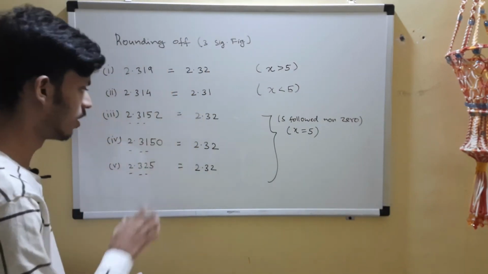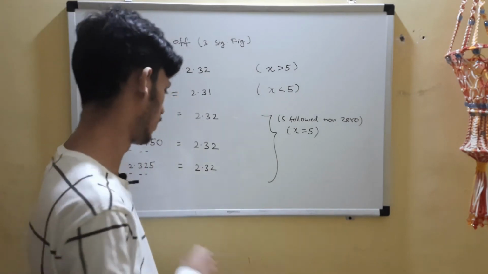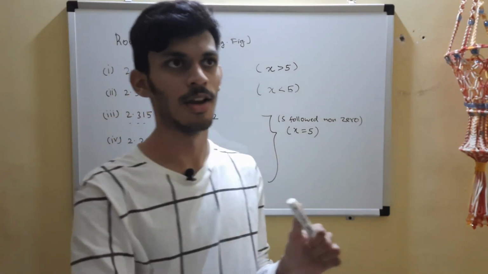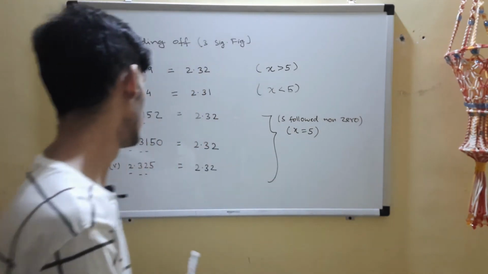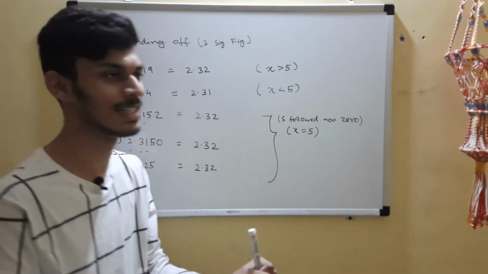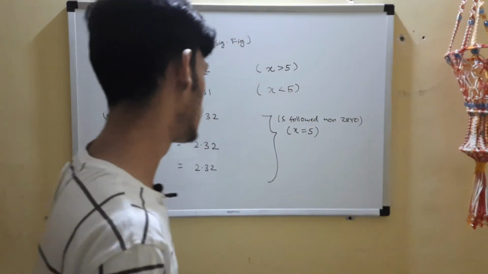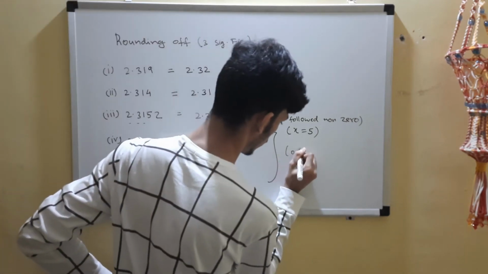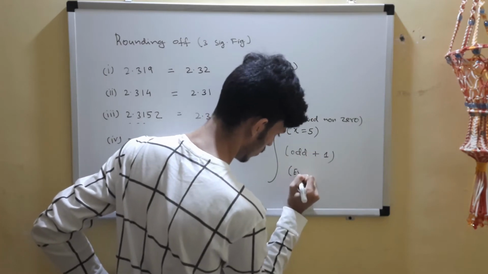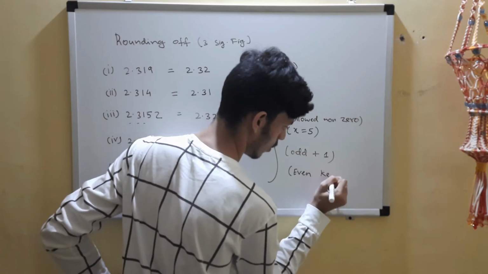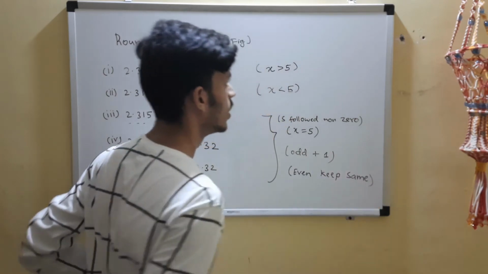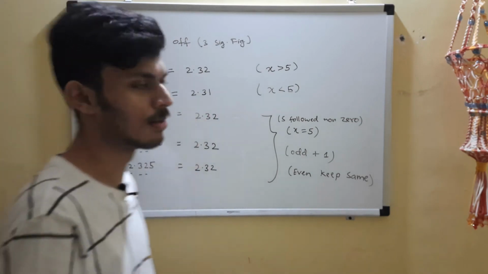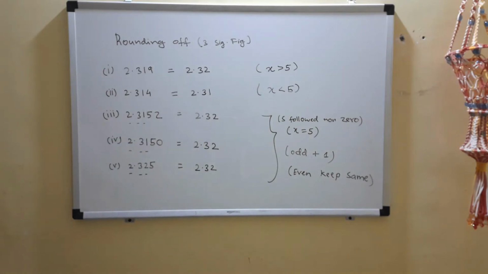Now what if 5 is followed by 0 or nothing? 5 is followed by a 0 or you don't have anything after 5. In that case, you have to look at the previous digit, if it's even or odd. So if it's odd, you increase it by 1. If it's even, you keep it the same. I know this is a bit difficult to digest now, but you remember this. So odd plus 1, even keep same. So this 2 you will be familiar with. These 3 are a bit new to you, so please try more examples if you want to.